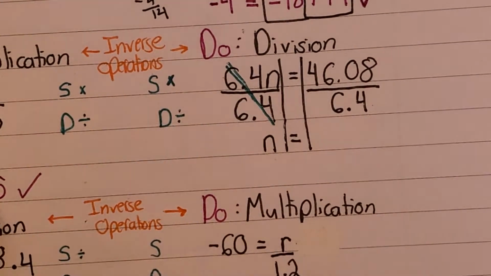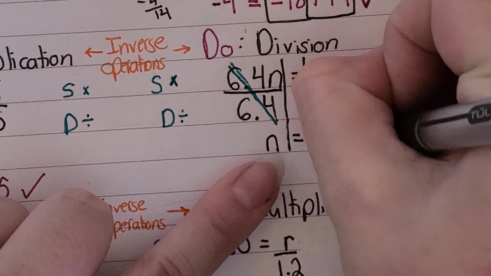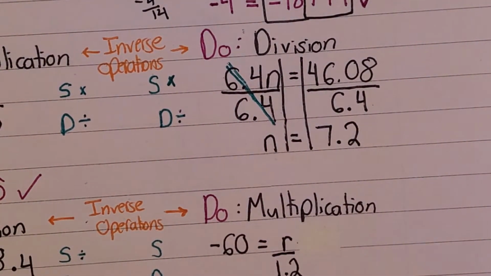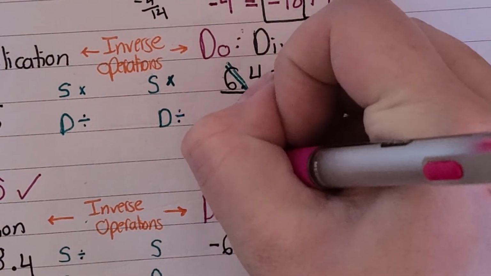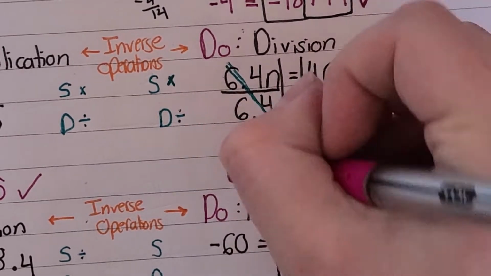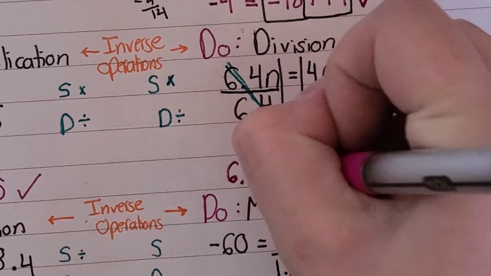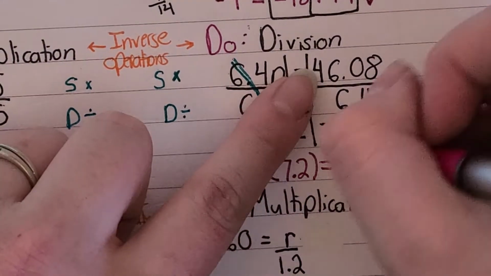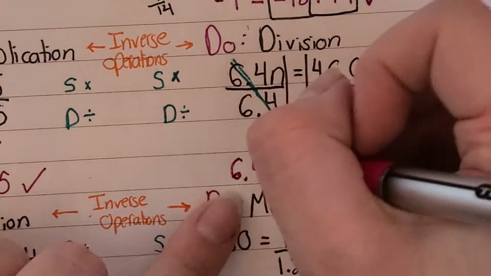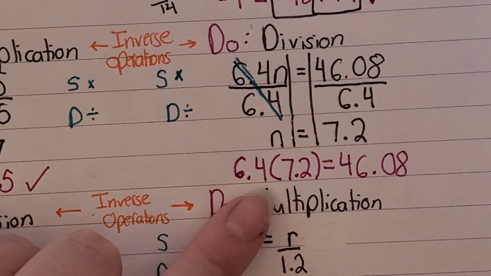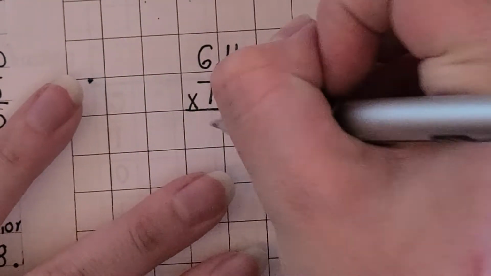Let's go back to our journal. All right, in your journal, we just figured out n should equal 7.2. All right, let's check that. If we say n is 7.2, I'm going to rewrite this. So I have 6.4 times n. I'm going to put this in parentheses this time, or you could write times. 7.2 equals 46.8. We're going to see if this is true. Okay, so I'm going to go do 6.4 times 7.2 on my graph paper. So go back to graph paper. All right, and we'll solve. 2 times 4 is 8.